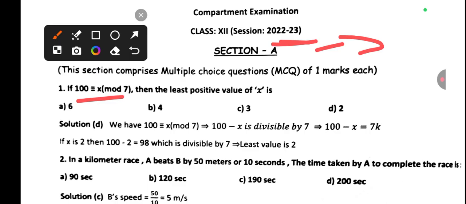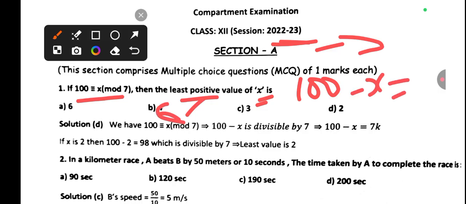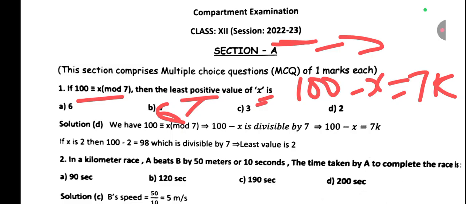Okay, 100 congruent to x mod 7. Unit 1, children: numbers, quantification and numerical applications. They're asking for the least positive value of x, one of the easiest. Congruent to x mod 7 means 100 minus x is a multiple of 7. They write it as 7k or 7 lambda, whatever. So 100 minus x equals 7k.